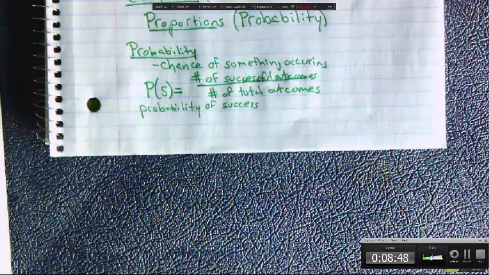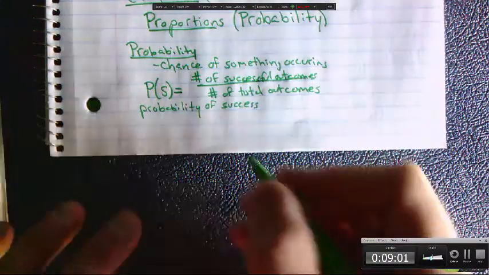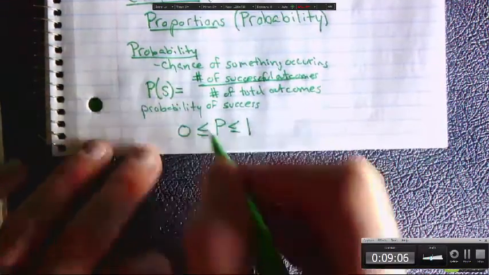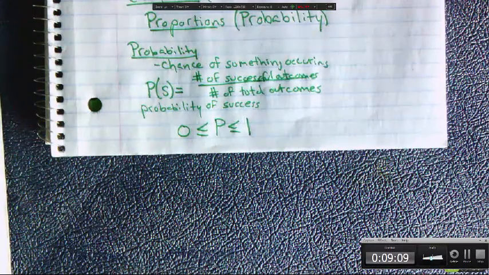At least 0. Or at the very least, 0. 0 successful outcomes out of the total. You can never have a negative probability. So what we can write like this is probabilities always fall between 0 and 1. So that means probabilities are either going to be written as fractions or decimals. Does that make sense to everybody?